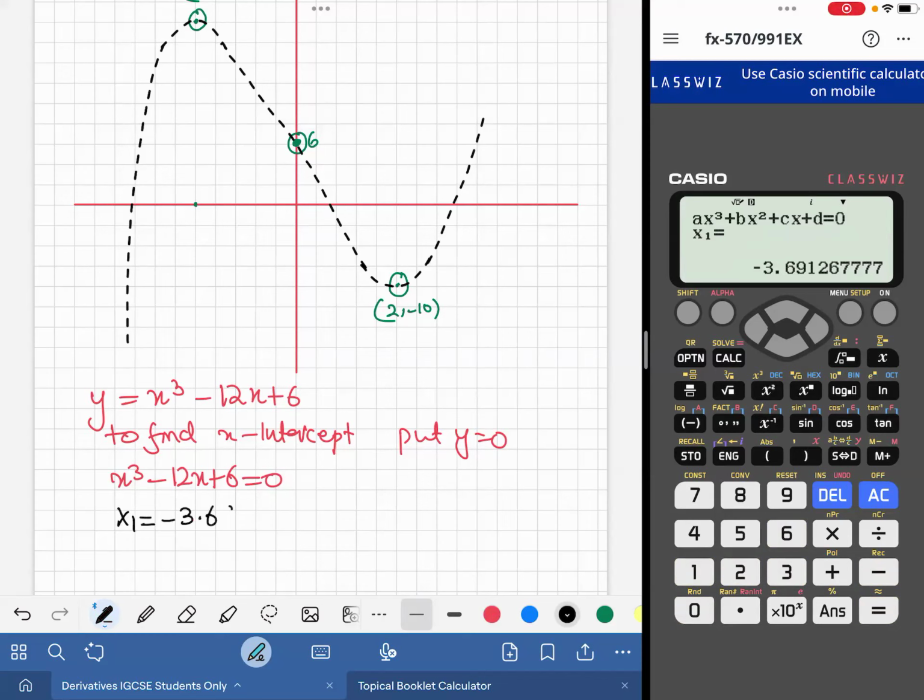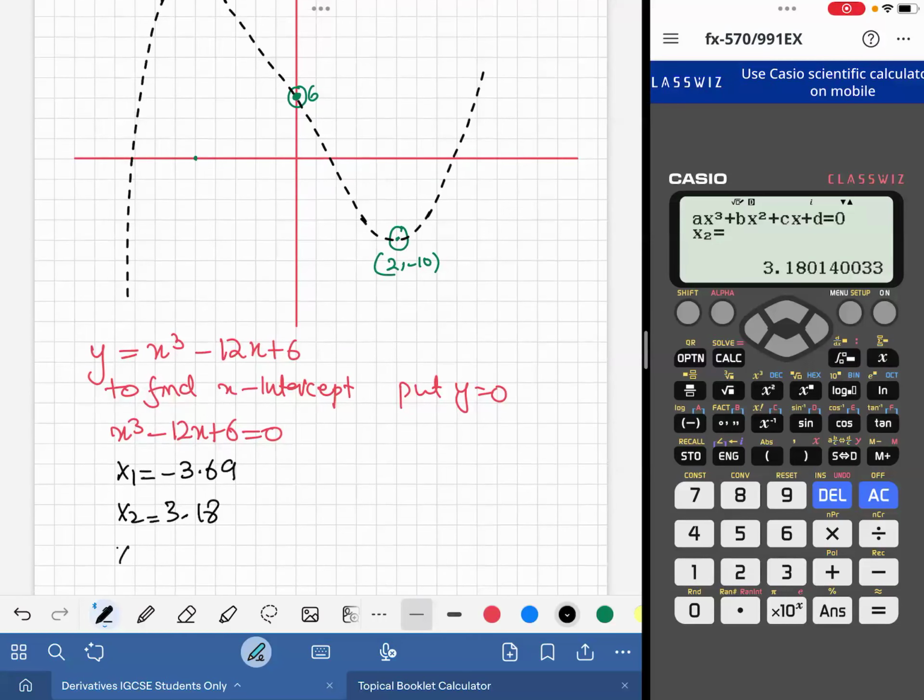Yes, minus 3.69. What will x2 be, beta? Just press equal and see. 3.18. And x3 will also come: 0.51.